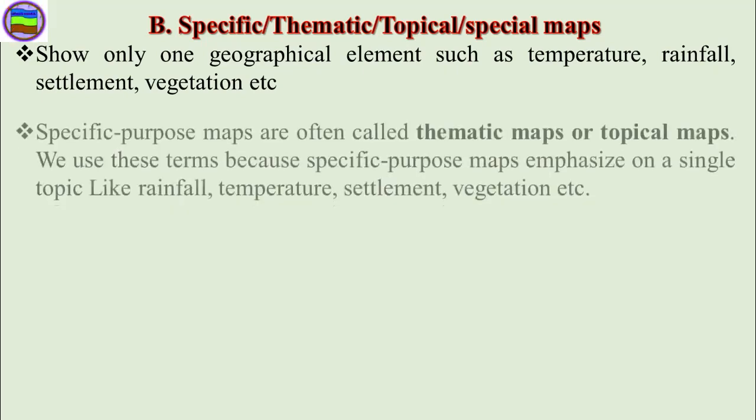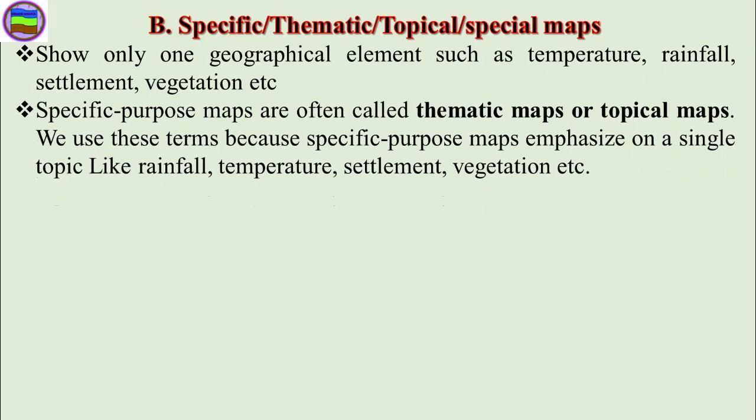So specific purpose maps are often called thematic maps or topical maps. We use this term because specific purpose maps emphasize a single topic like rainfall, temperature, settlement, vegetation, culture, history, whatever. So it is only focused on one topic or a single topic.